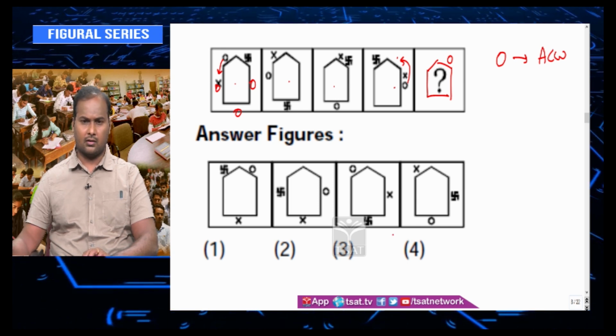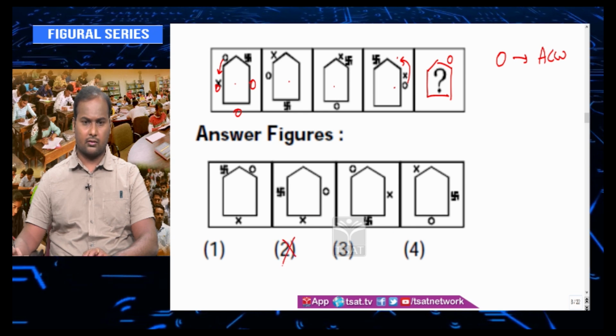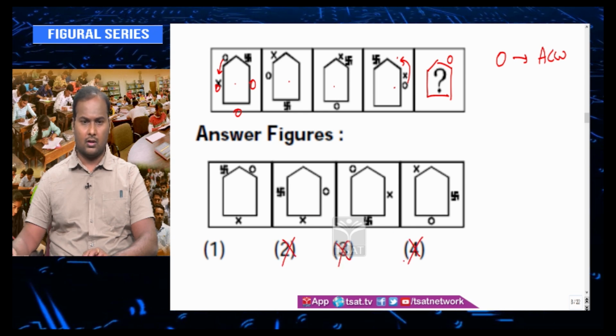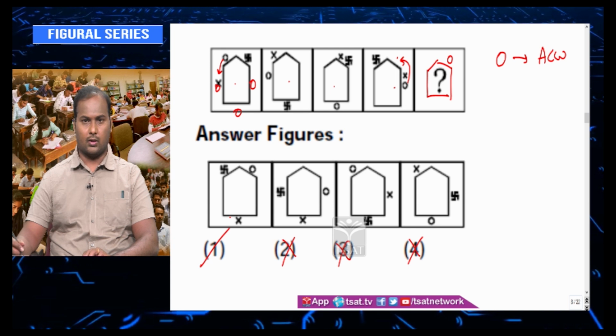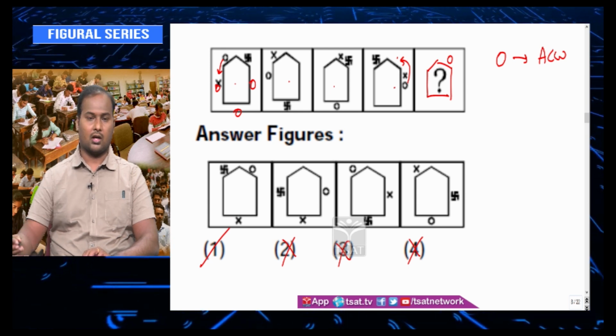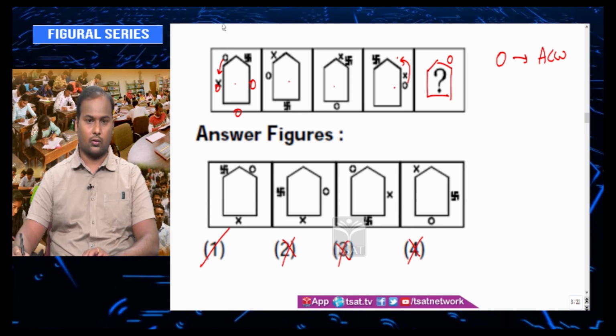By knowing this, we can eliminate certain options. What are the options I can eliminate? I think I can eliminate all the options like 2, 3 and 4. Directly I can say that answer is 1. So let's check how the other figures are rotating.